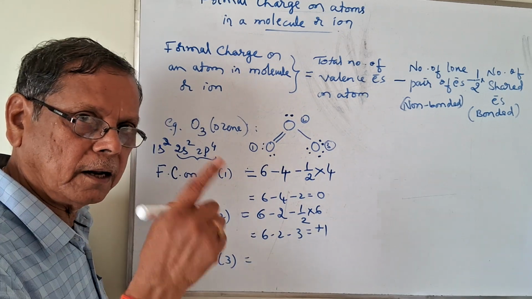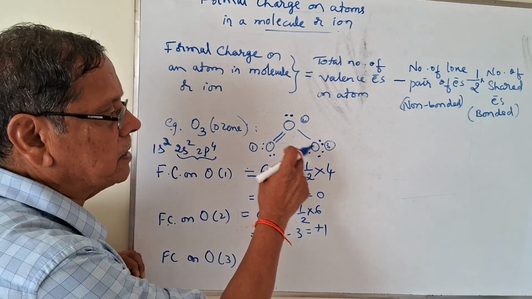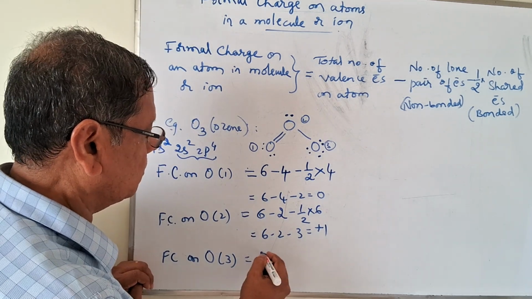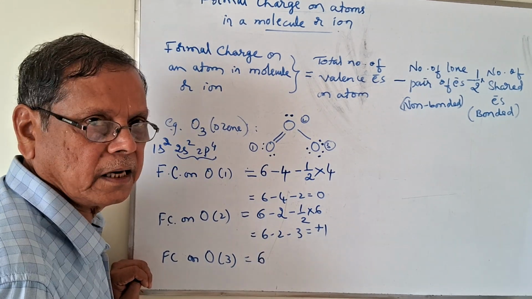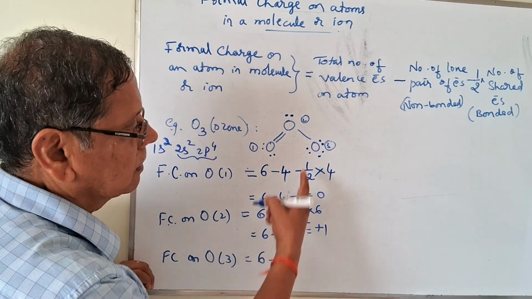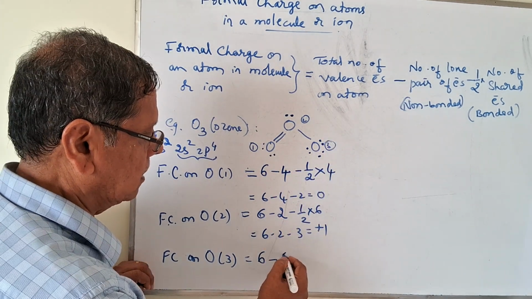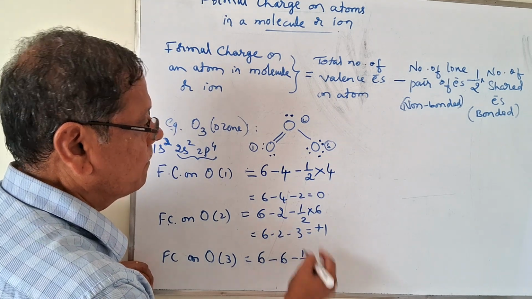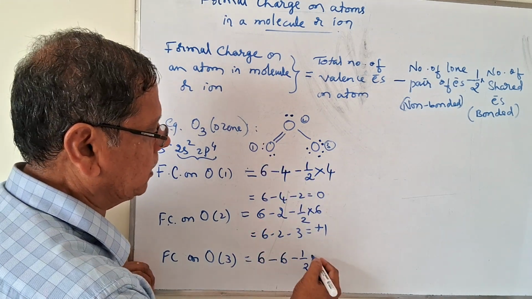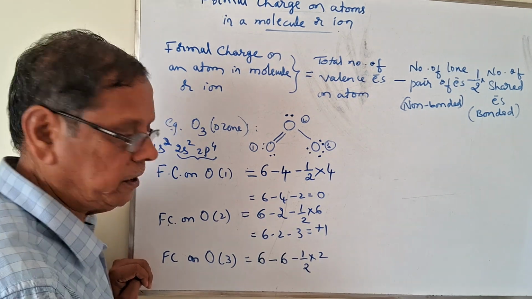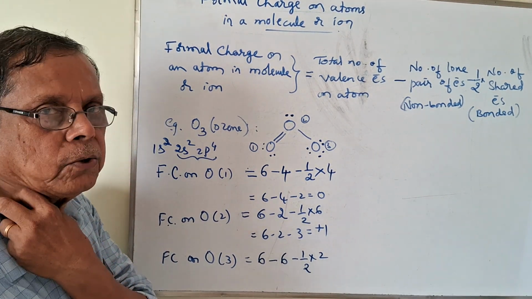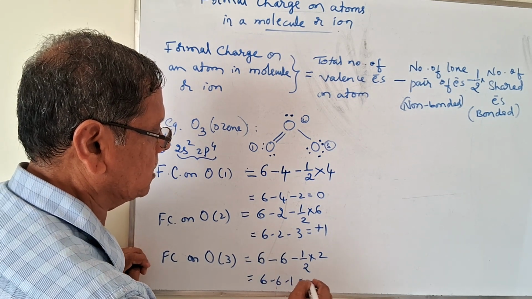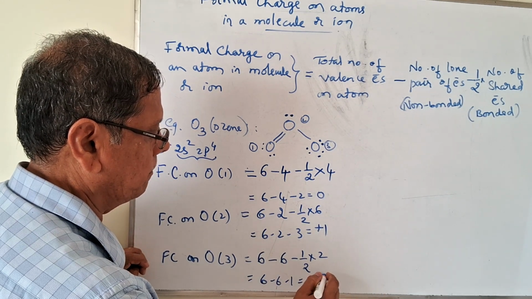I told you all oxygen atoms are the same, but they are present in different chemical environments. So this third oxygen atom also has valence electrons 6, minus the number of lone pairs, which is 6, minus half into, there is only one bond pair, that's why it is into 2. For each bond we write 2 electrons. So it is nothing but equal to 6 minus 1, that is equal to minus 1.